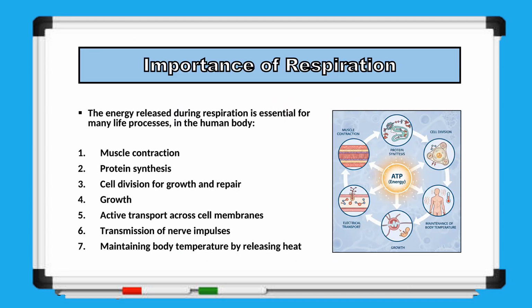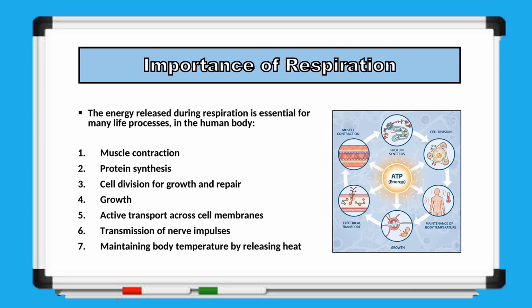All living organisms need a constant supply of energy, mainly in the form of ATP, which is produced through cellular respiration. This energy is essential for carrying out various life processes that keep organisms alive and functioning properly. Like, muscle contraction requires energy for the movement of protein filaments like actin and myosin, allowing muscles to contract and enable movement. Then, protein synthesis also depends on energy to join amino acids together through peptide bond formation.